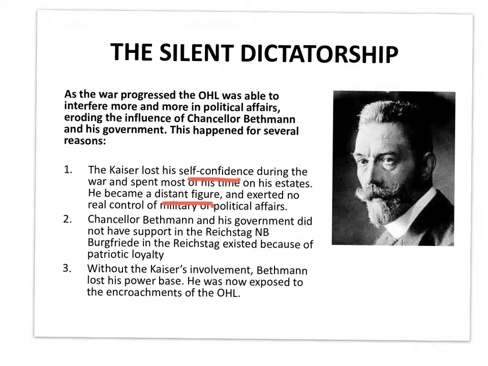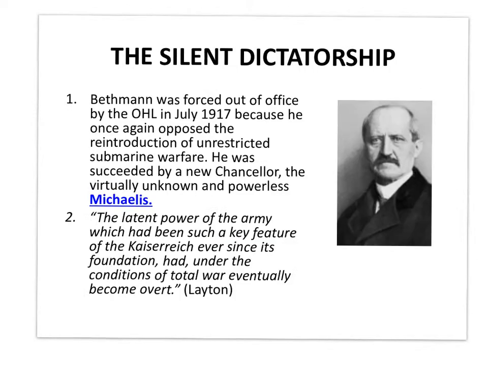Secondly, Bethmann and his government did not have support in the Reichstag. The Burgfrieden and the Reichstag existed because of patriotic loyalty. And without the Kaiser's involvement, Bethmann lost his power base. He was now exposed to the encroachments of Hindenburg-Ludendorff and the Prussian elites, who were increasingly keen to get rid of him. So Bethmann was forced out of office in July 1917.